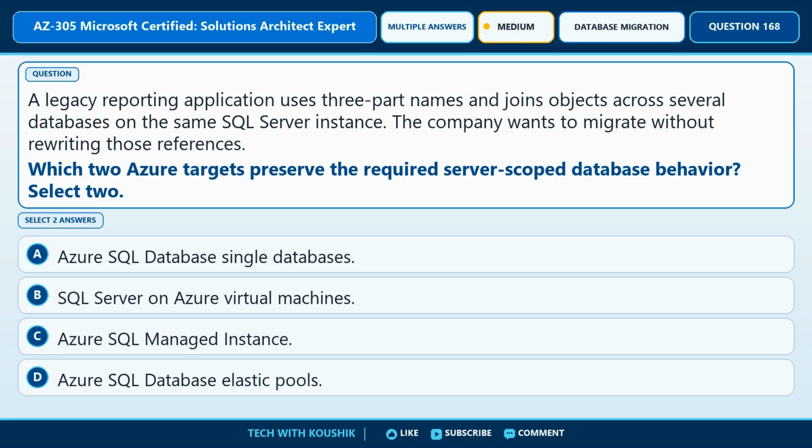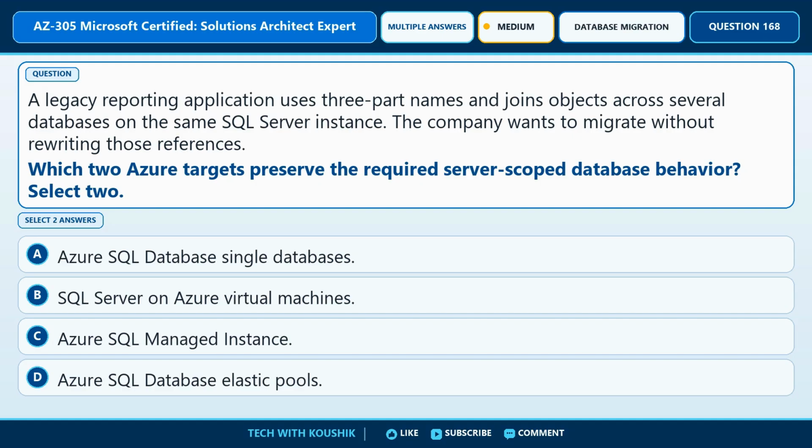Let us work through question number 168. This is a medium-level challenge. Consider the following scenario. A legacy reporting application uses 3-part names and joins objects across several databases on the same SQL Server instance. The company wants to migrate without rewriting those references. Which two Azure targets preserve the required server-scoped database behavior? Select 2. Identify all valid responses.